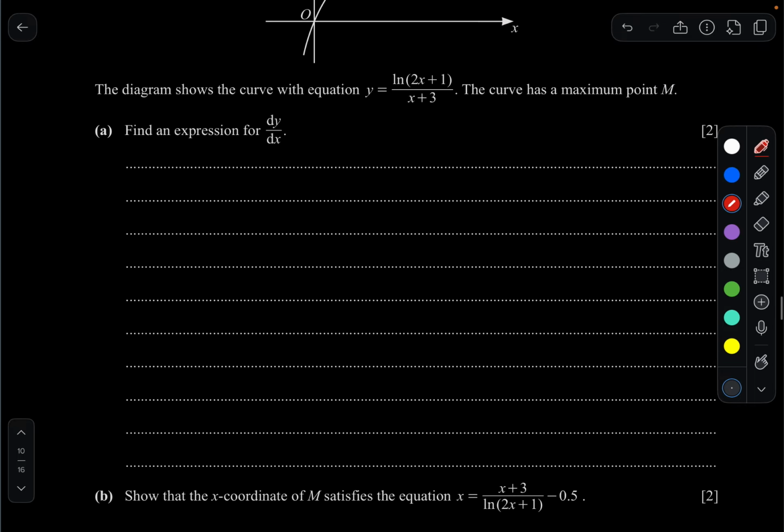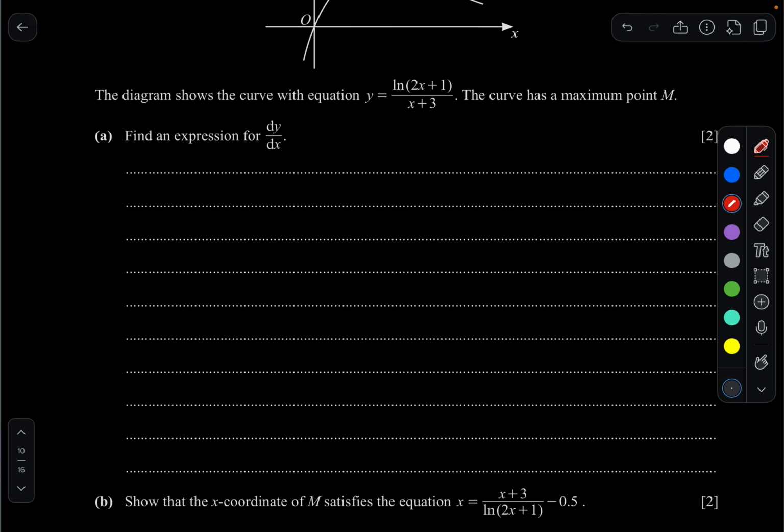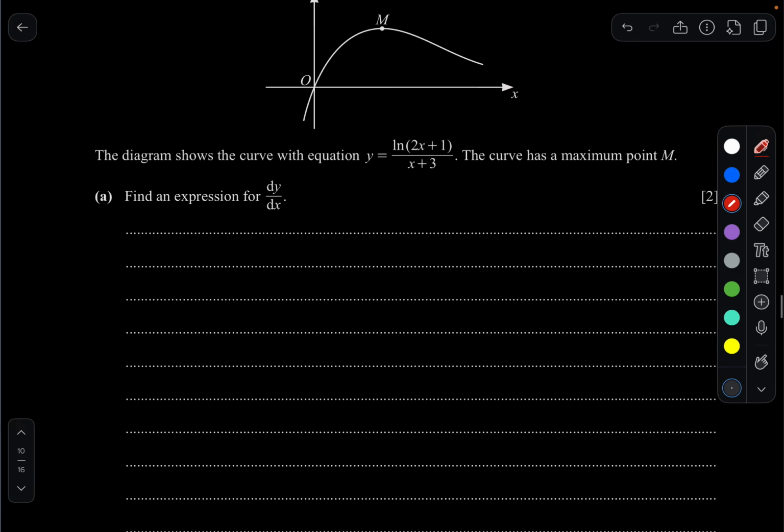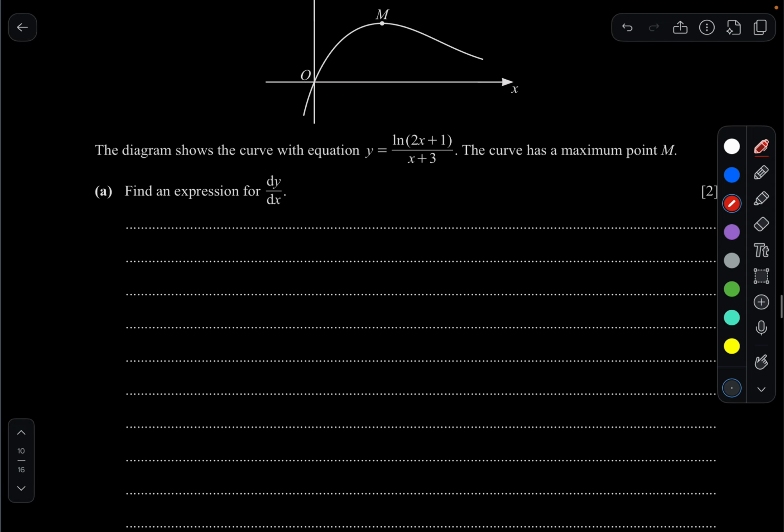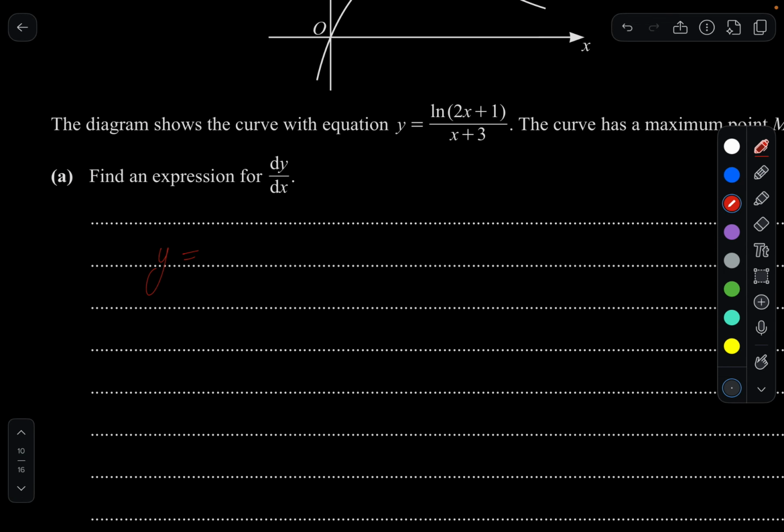Okay, and now this one. This one is where some of you did get it right. So find the dy over dx as an expression. So it's that one, so you need to implement quotient rule. I always say multiply the derivative as it is, the denominator plus 3. And the derivative of ln of 2x plus 1 is basically the derivative of this part itself, so that will be 2 divided by its original, 2x plus 1. That's how you derive ln of x.